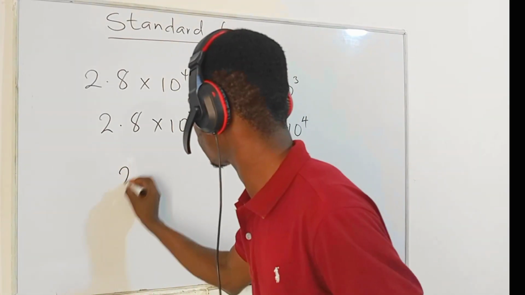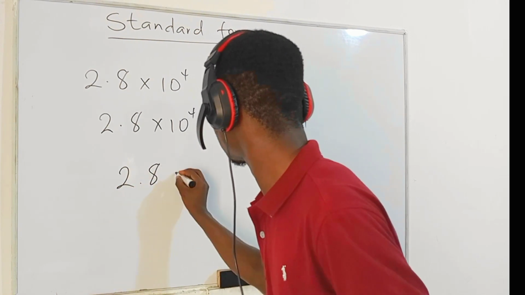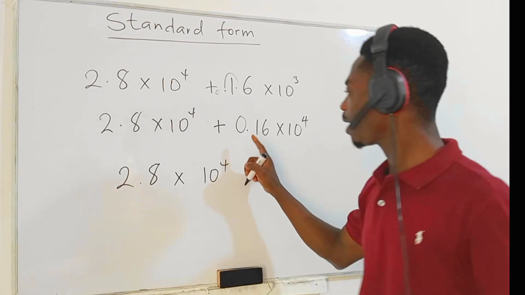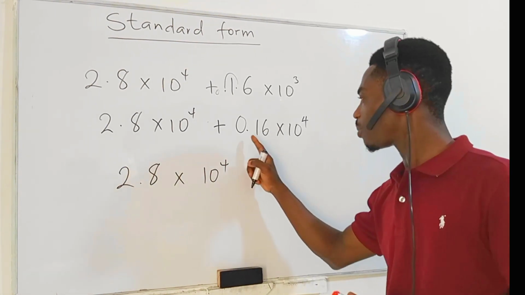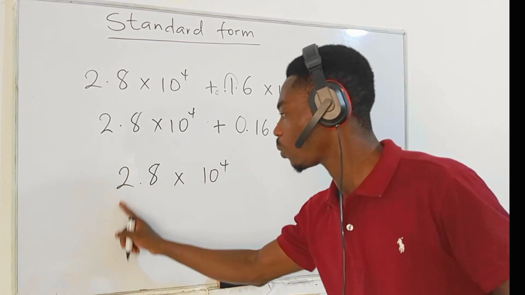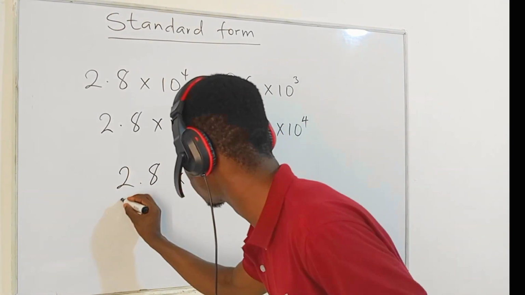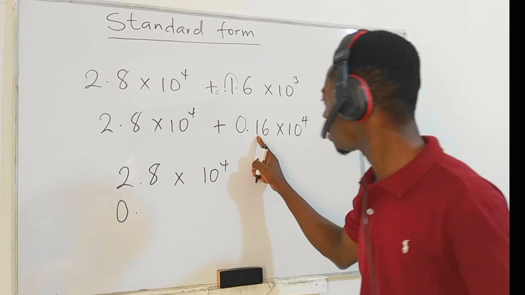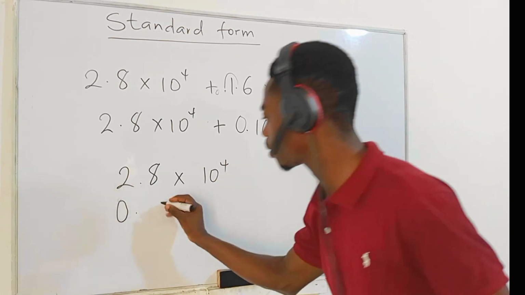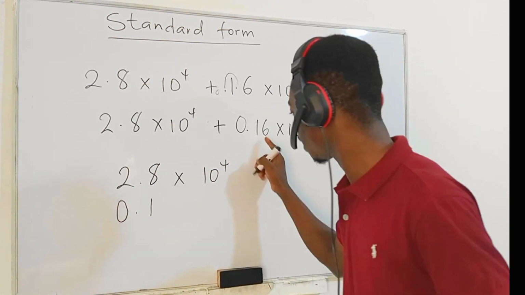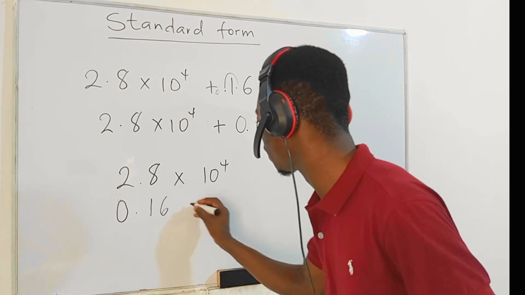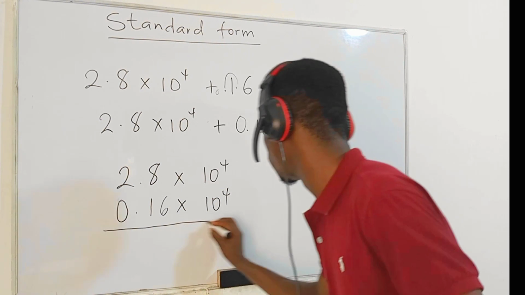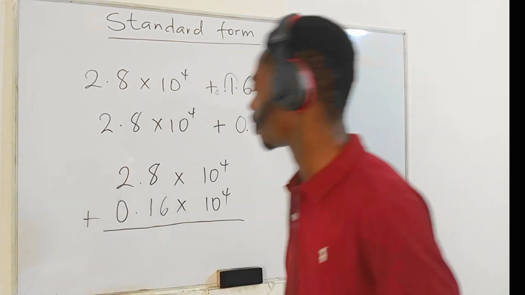So we are going to have 2.8 times 10 to the power 4. Then if you're doing this, be careful. Make sure this number comes below this number right here. So we will have 0, then you put your decimal point nicely, then this number will come below this one. So we have 1 here, and this will come somewhere here, then times 10 to the power 4, and this time we can comfortably add them.